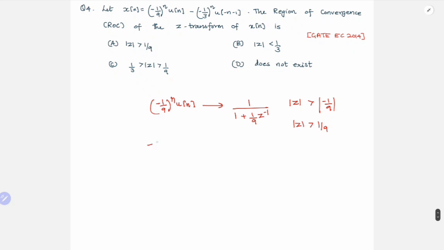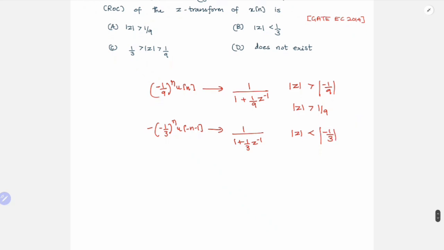And for minus of minus 1 by 3 power n, u of minus n minus 1, your z transform is 1 by 1 plus 1 by 3 z inverse. And your mod z is less than mod of minus 1 by 3. Correct? Which means your mod z is less than 1 by 3.